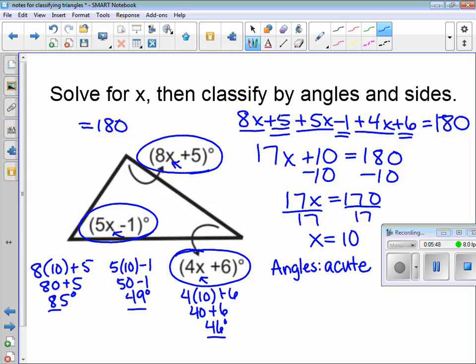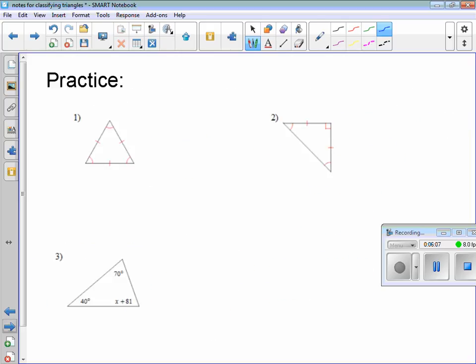And since none of our angles are the same, none of our sides are going to be equal either. So when none of our sides are equal, we have a scalene triangle. Now you have 3 examples, so you're going to want to pause the video now. Try these 3 questions. When you finish these 3 questions, press play to get your answers.